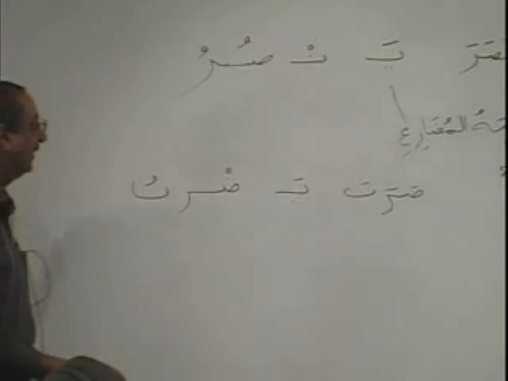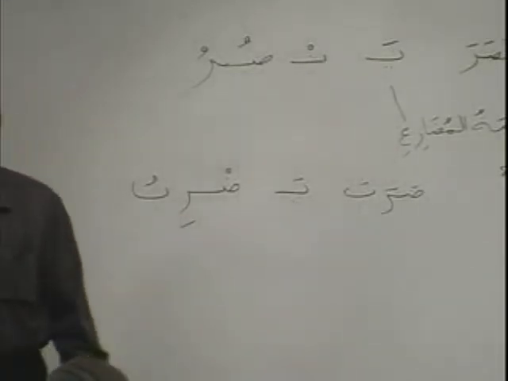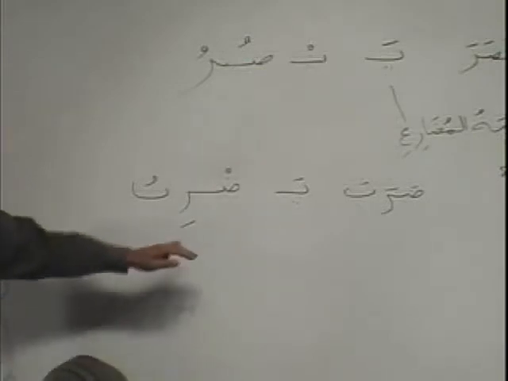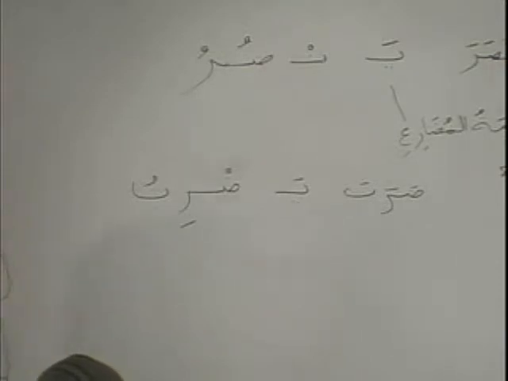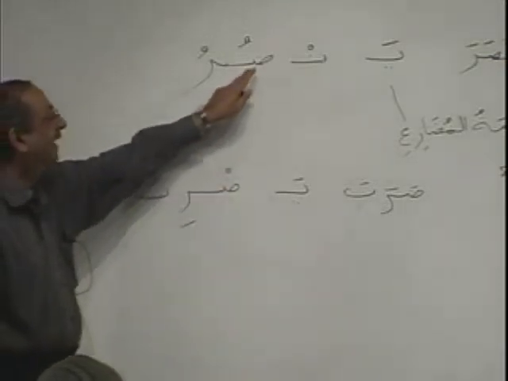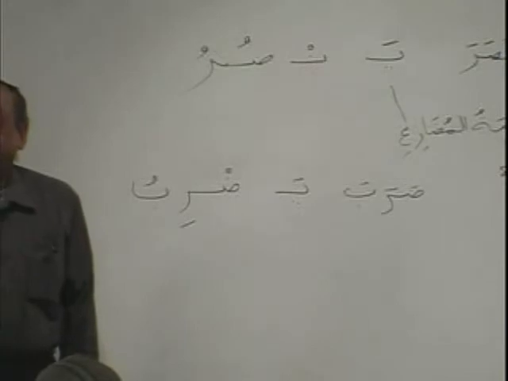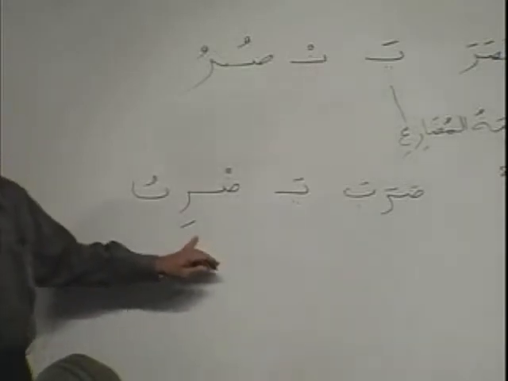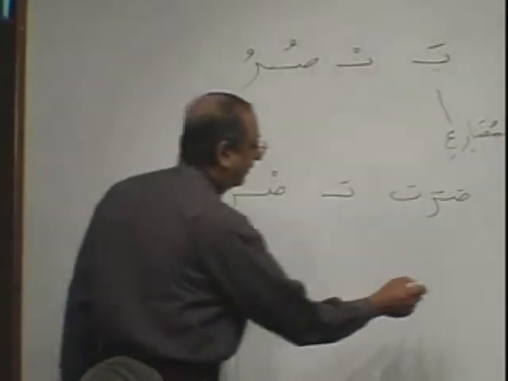Okay, but daraba yadribu. See, ain kalima here gets a kasra. Are you with me? Daraba yadribu. Okay? So here the ain kalima got a dhamma. Are you with me? The ain kalima got a dhamma. And here ain kalima got a kasra. Okay? One more example.